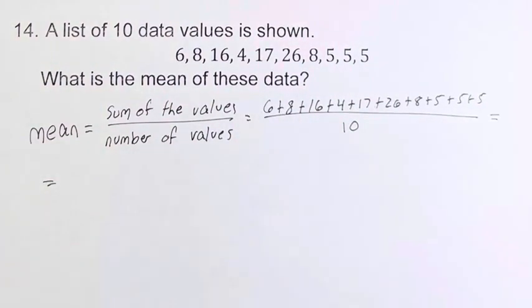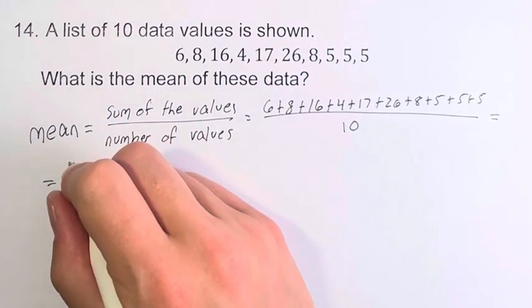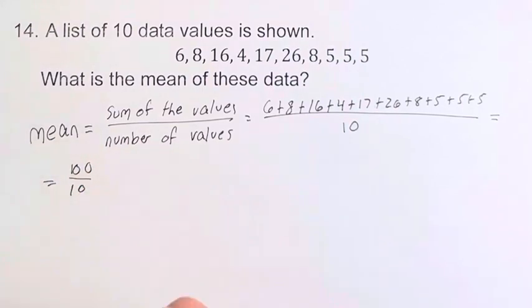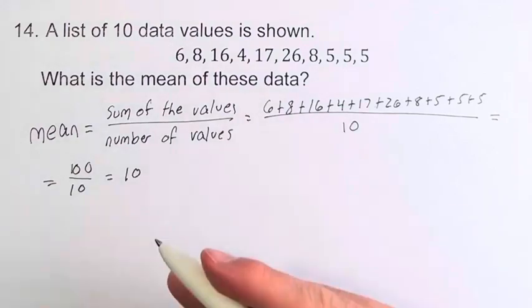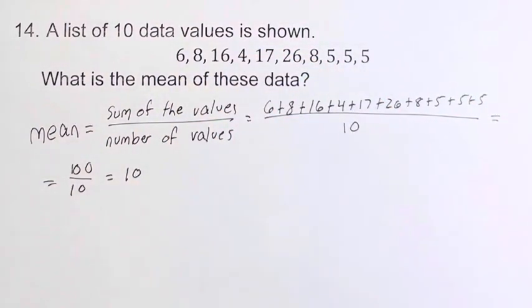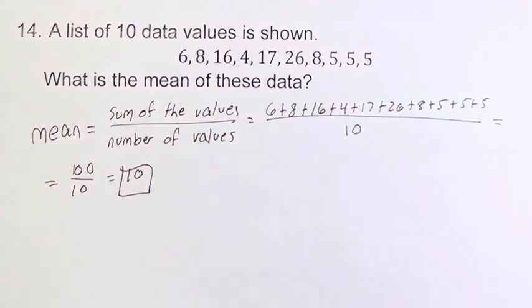So add all of these up. You just plug that into your calculator. You'll get 100 divided by 10, which is 10. Therefore, the mean of the data, the average of all these values, is 10, and that's going to be your final answer.